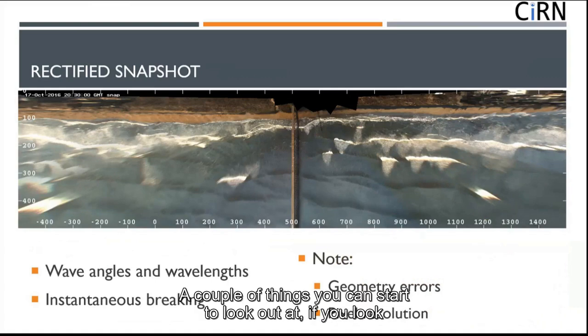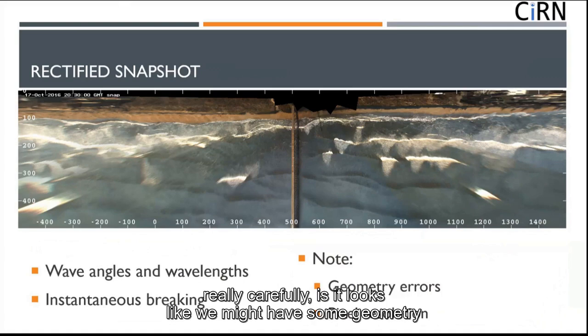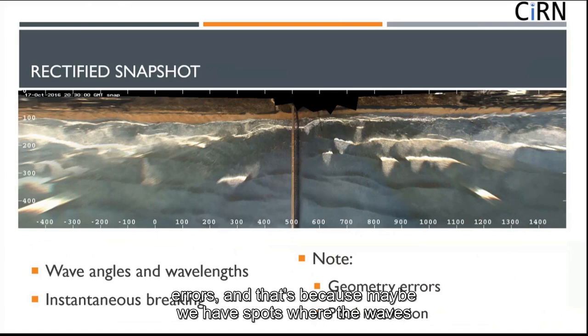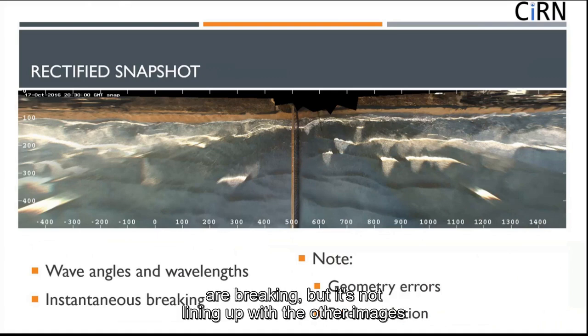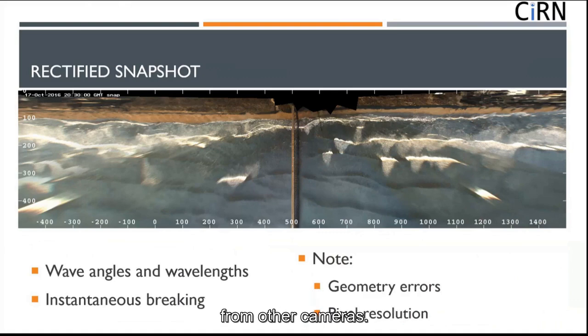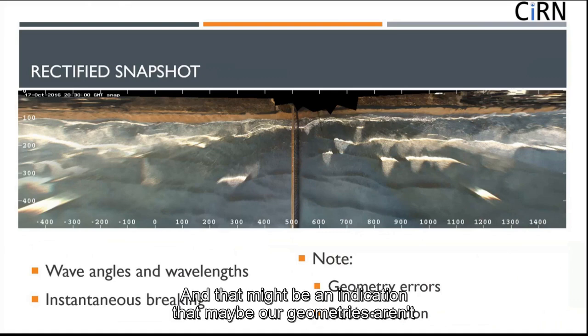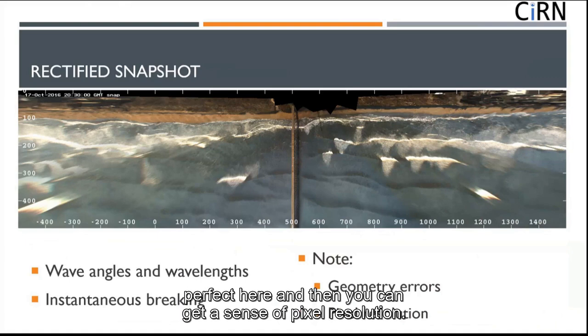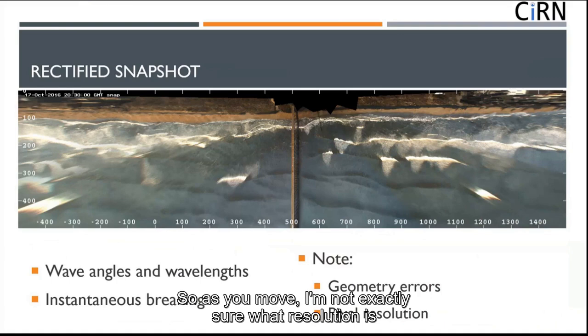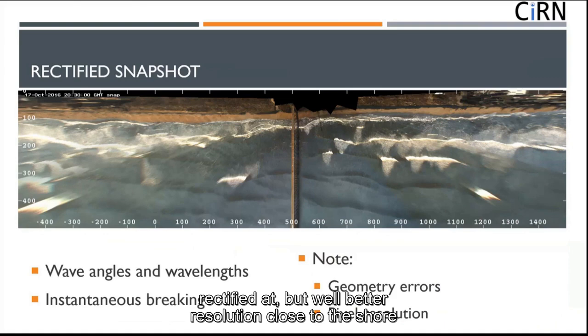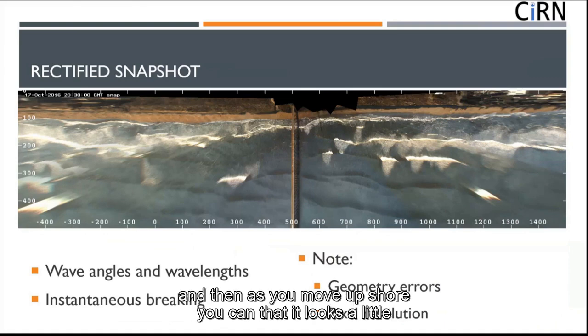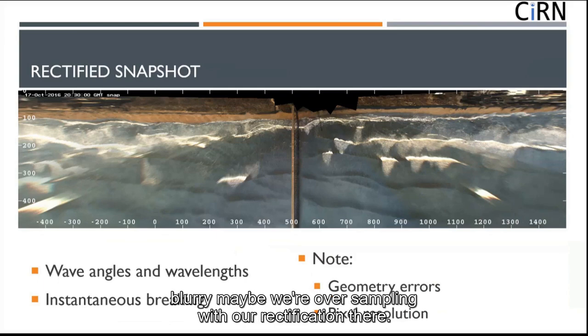A couple of things you can start to look out for if you look really carefully is it looks like we might have some geometry errors, and that's because maybe we have spots where the waves are breaking, but it's not lining up with the other images from other cameras. So that might be an indication that maybe our geometries aren't perfect here. And then you can get a sense of pixel resolution. I'm not exactly sure what resolution this is rectified at, but better resolution close to the shore. And then as you move offshore, you can get a sense that it looks a little blurry. Maybe we're oversampling with our rectification there.